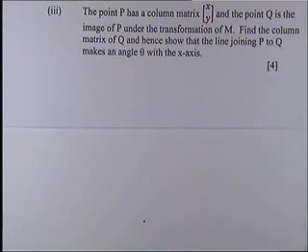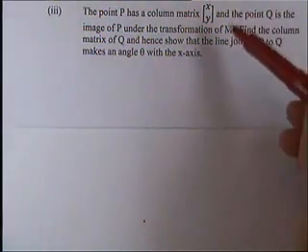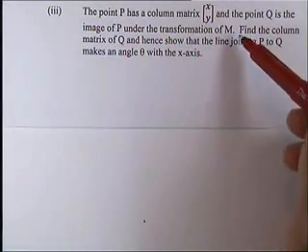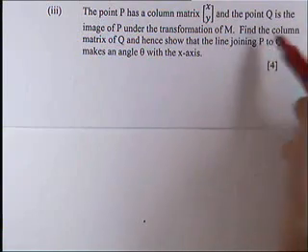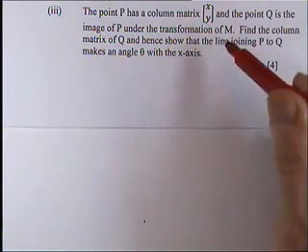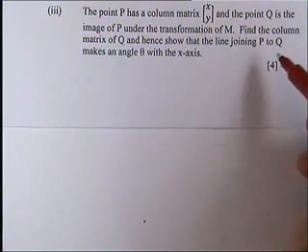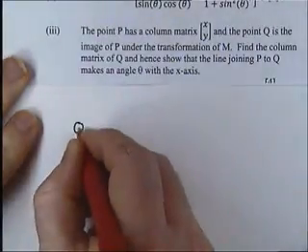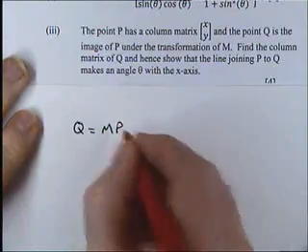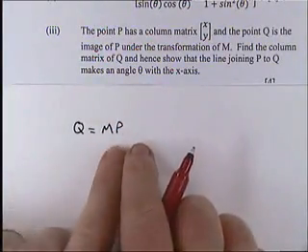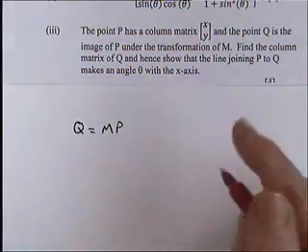The last part of the test is a little bit more complicated, so let's take our time over that. We're given that the point P has a column matrix xy, so the coordinate xy, and the point Q is the image of P under the transformation of M. Find the column matrix of Q and hence show that the line joining P to Q makes an angle theta with the x-axis. Q is MP, where Q is a transformed P following the mapping of M.